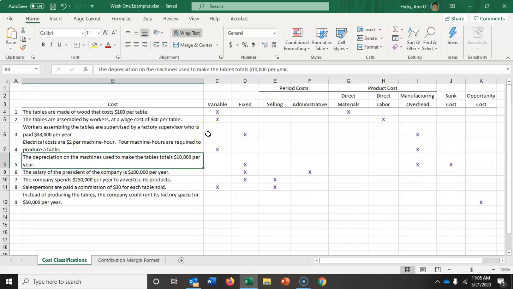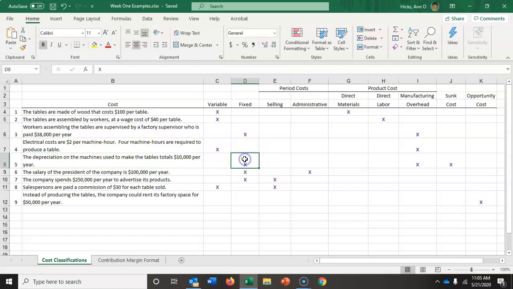The fifth cost is the depreciation on those machines that were used to make the tables. And notice it's totaling $10,000 per year. Think back to depreciation methods. What this tells us is the company is using straight line because it's the same amount each year, which means it's going to be $10,000 whether we produce 10 tables or 1,000 tables. That makes it a fixed cost. Again, it is related to the manufacturing process, but it cannot be tied directly to the product, so it would go into manufacturing overhead. Now, you will notice that I have an X in sunk cost.